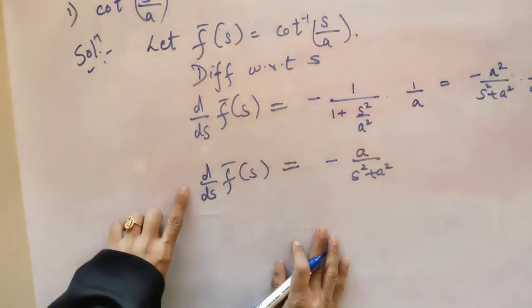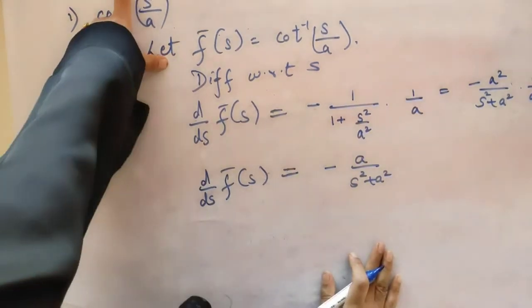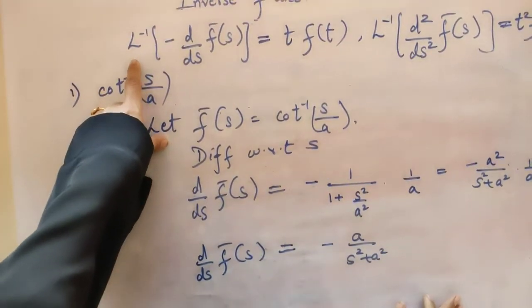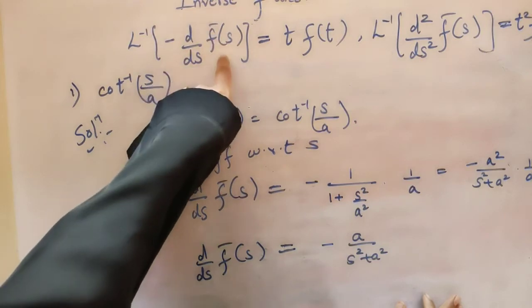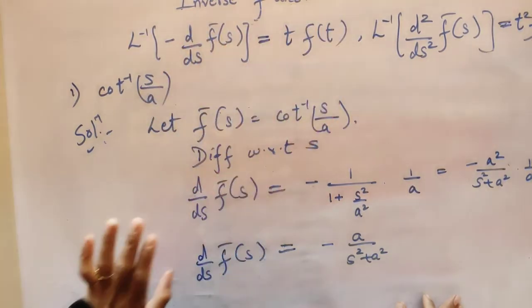Now you look at this: L inverse of minus d by ds of f bar of s, if it is there, then you can write t into f of t.